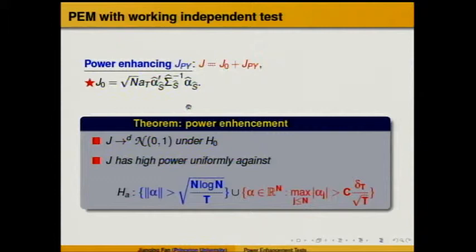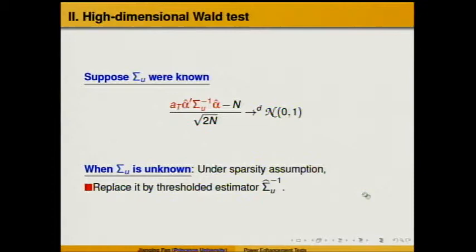So this is our power enhancement test: the screened Wald statistic plus a working independence type of Hotelling T statistic. Using the principle we just showed, this test statistic will be asymptotically normal. There's no size distortion, and it has high power in the classical domain, when the L2 norm or the weighted L2 norm of the positive alpha is large, that is, a large portion of stocks have positive alpha, plus this more modern type of alternative, when only one or two assets have positive alpha. So this is one candidate.